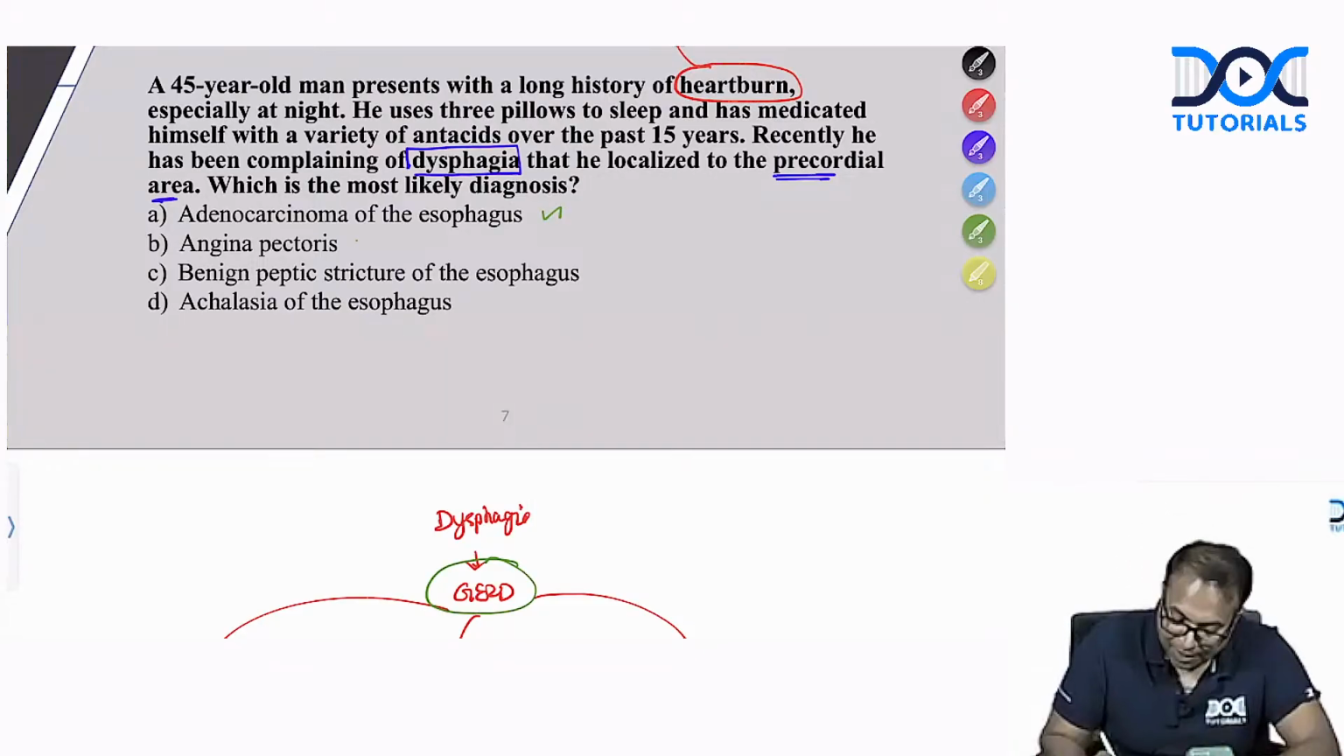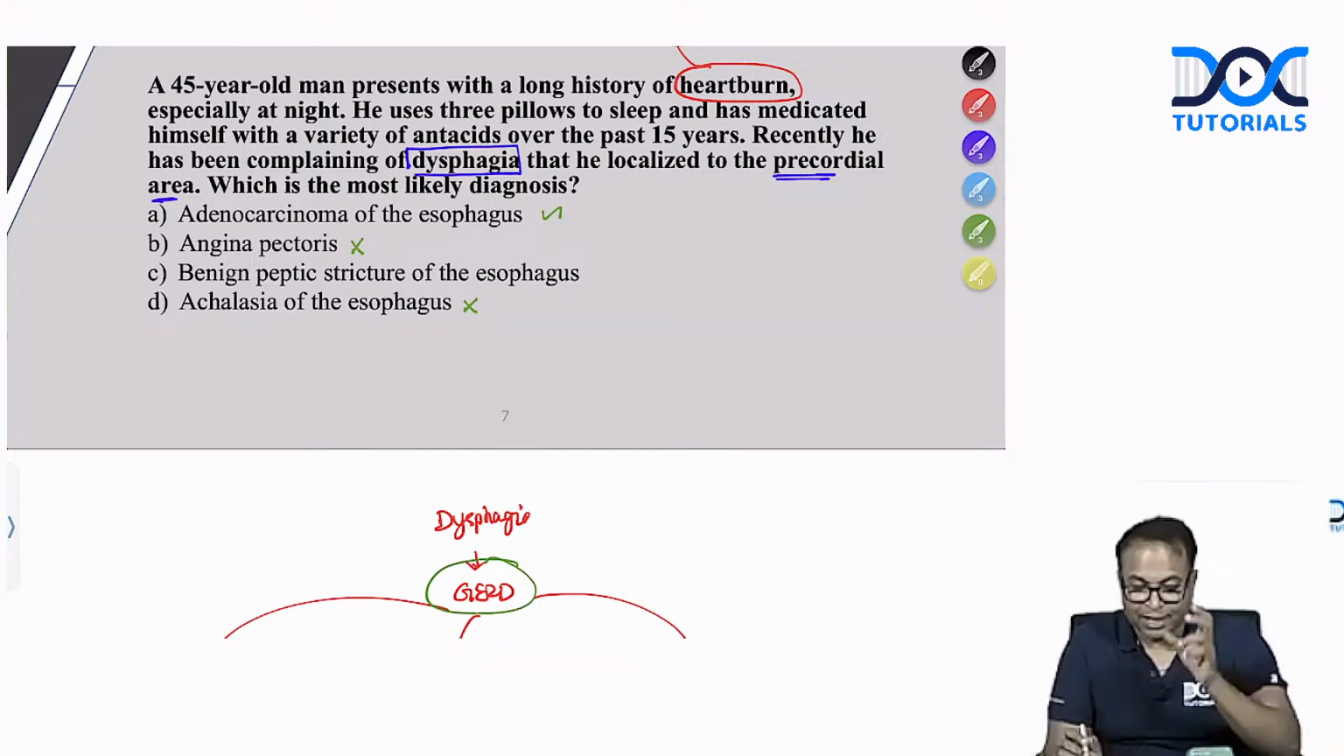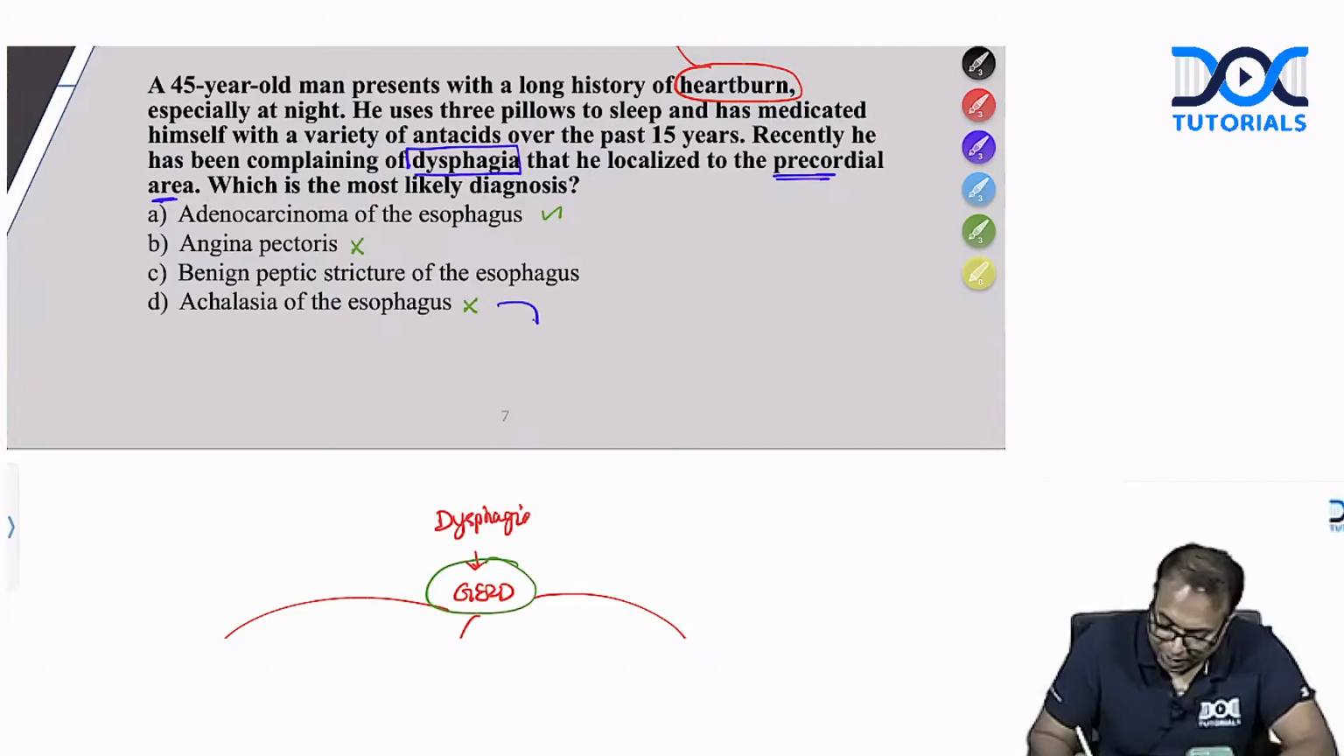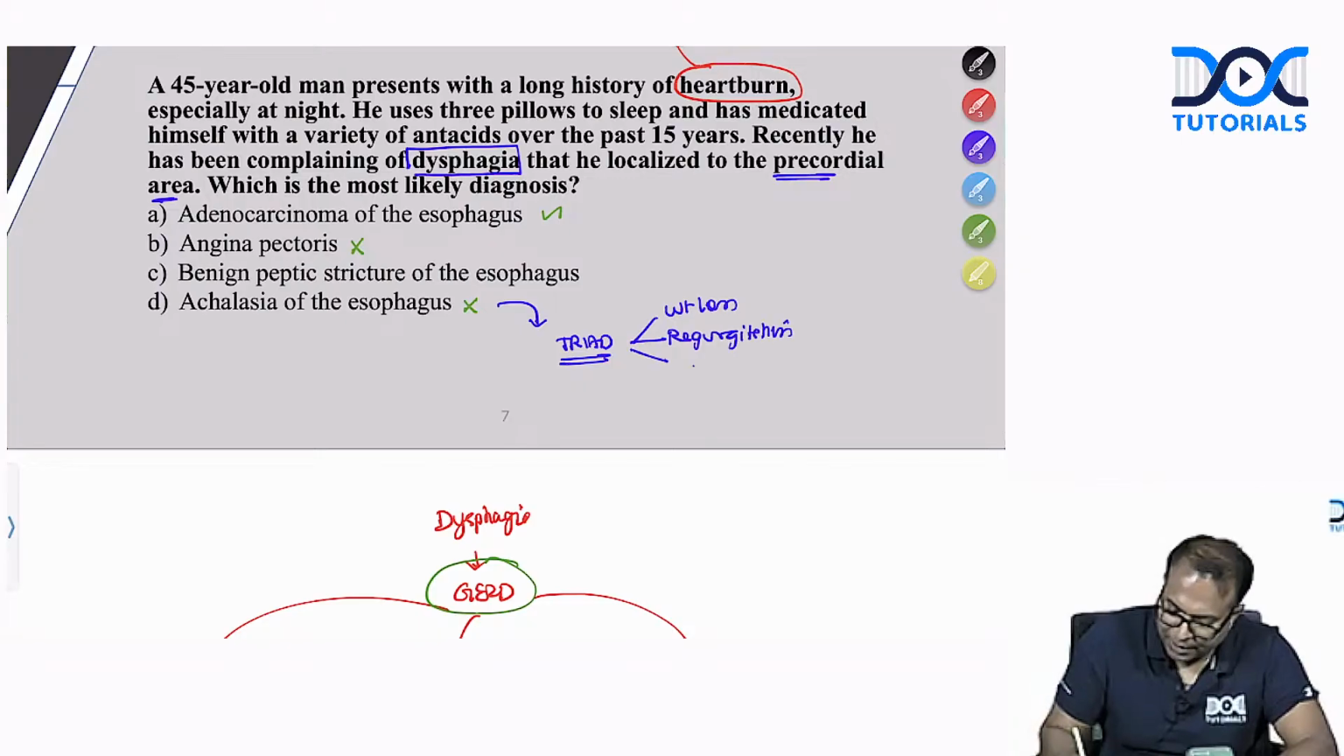Most likely is not angina pectoris or achalasia. Achalasia is not the cause because achalasia will have a different history. I know you know very well that achalasia cardia has a triad of symptoms. What are the triad of symptoms? Weight loss, regurgitation, and liquid dysphagia more than solid dysphagia. No such clue is there.